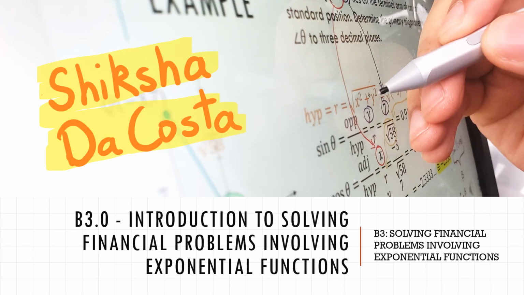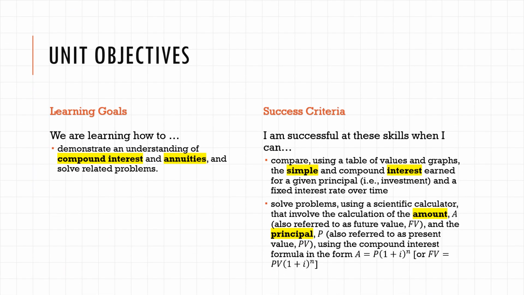Today we're going to start a unit on solving financial problems that involve exponential functions. By the end of this unit, hopefully you're able to demonstrate that you understand compound interest and something called annuities, and then solve problems that are related to those two concepts. Specifically, you should be able to compare simple and compound interest using tables of values and graphs, given a fixed interest rate over time.